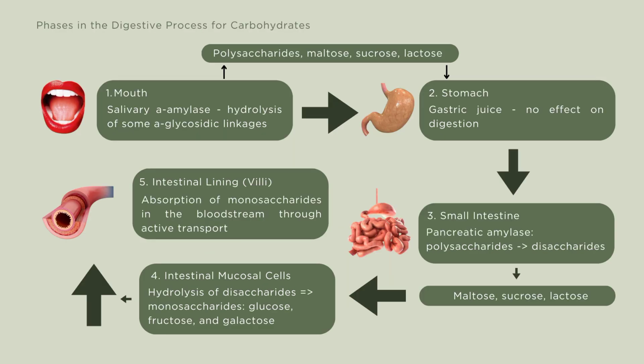To summarize, the digestion and absorption of carbohydrates is a highly coordinated process that begins in the mouth and is completed in the small intestine. It involves several enzymes and mechanisms to ensure carbohydrates are efficiently converted into glucose, fueling our body with energy.